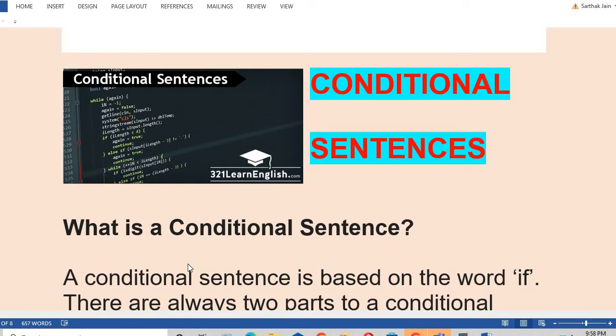Conditional sentences are acquiring a prominent place in your day-to-day English, whether it is spoken English or written English.